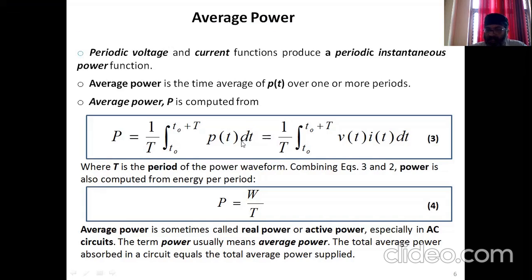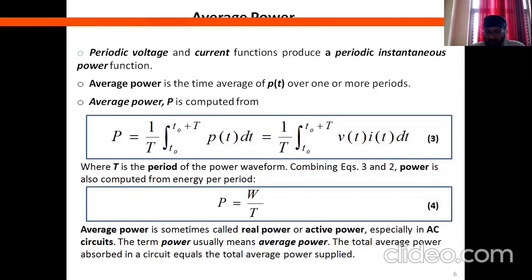So at every 1 second, we take a value of instantaneous power, integrate it, and then divide it by 10. We get an average power. Now this average power is known by some other names also, like real power or active power. Active power means it plays an active role in power consumption.